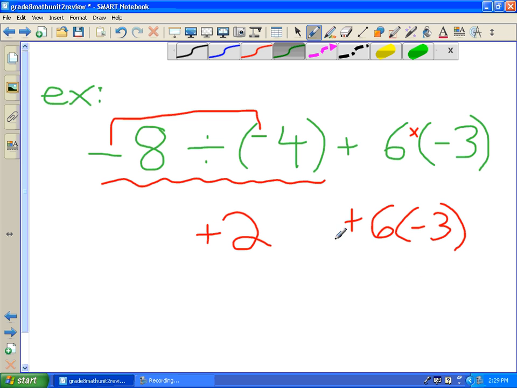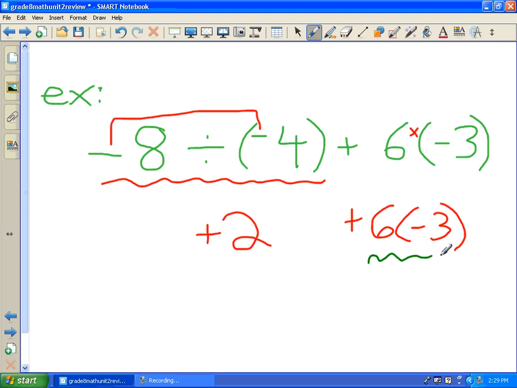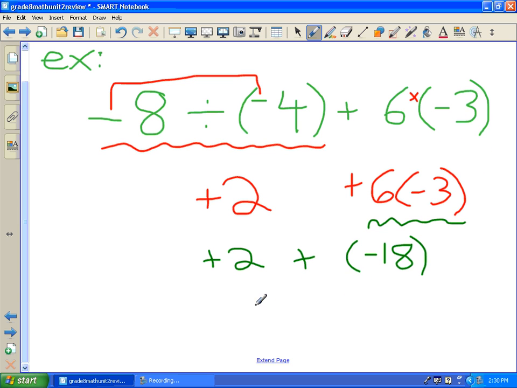Now we have addition to do, and we have multiplication. And since we're supposed to do multiplication first, we will. But I'm going to rewrite this underneath again, just so I don't forget. So we've got 6 times 3 is 18. And since it's positive 6 times negative 3, it's a negative 18. The only thing left to do is do positive 2 plus a negative 18, and our answer there will be negative 16.